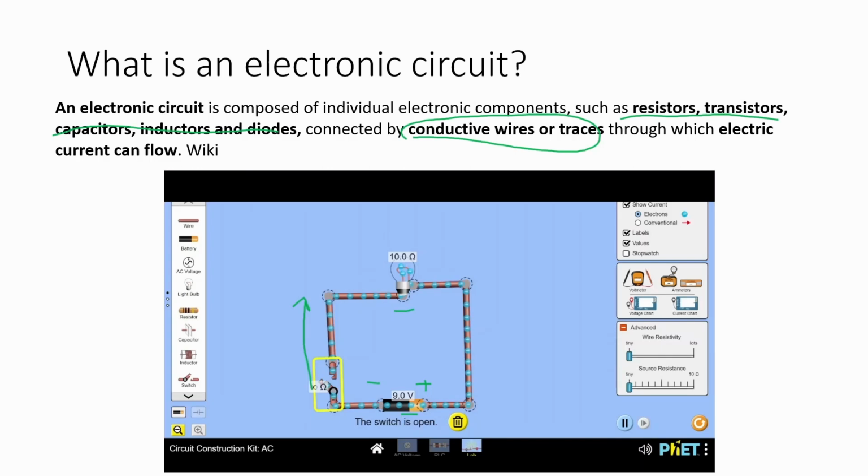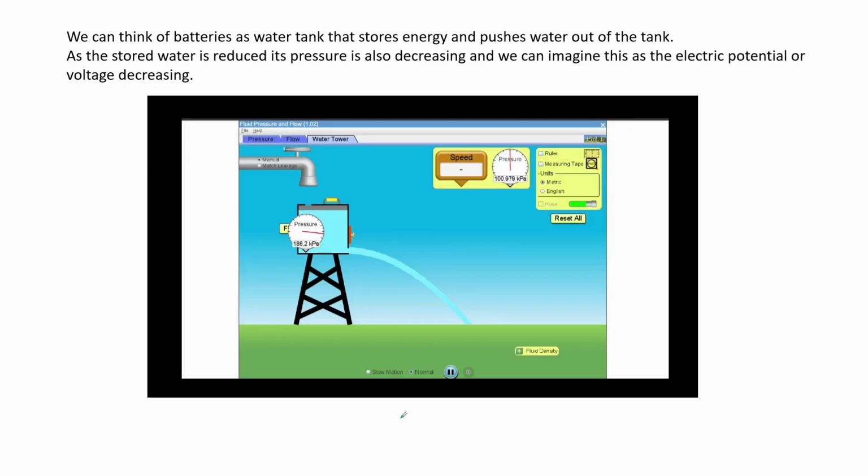We can think of batteries as a water tank that stores energy and pushes water out of the tank. As the stored water is reduced, its pressure is also decreasing, and we can imagine this as the electric potential or voltage decreasing.